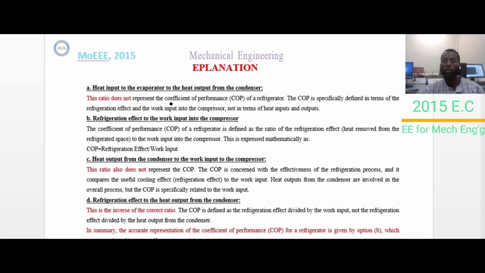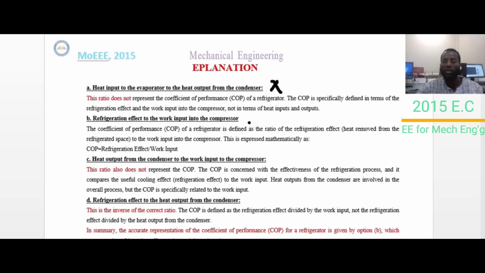This ratio doesn't represent the coefficient of performance, or COP, of a refrigerator. The coefficient of performance is specifically in terms of the refrigeration effect and the work input into the compressor, not in terms of heat input and output. So from this perspective, this is incorrect. The next, B, is the refrigeration effect to the work input into the compressor.